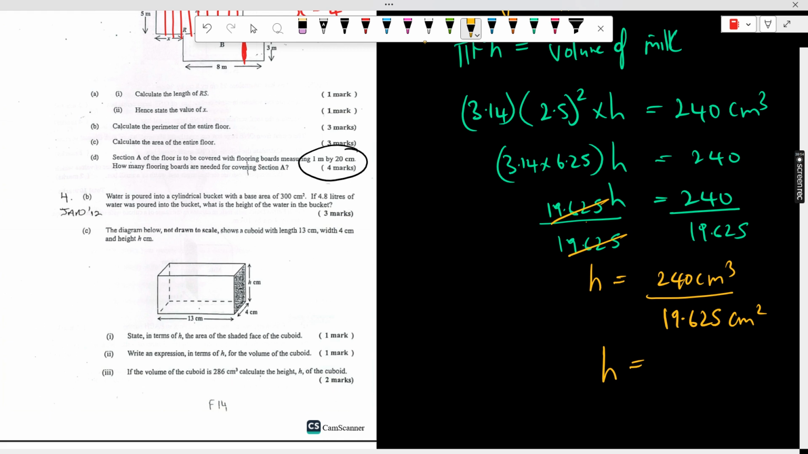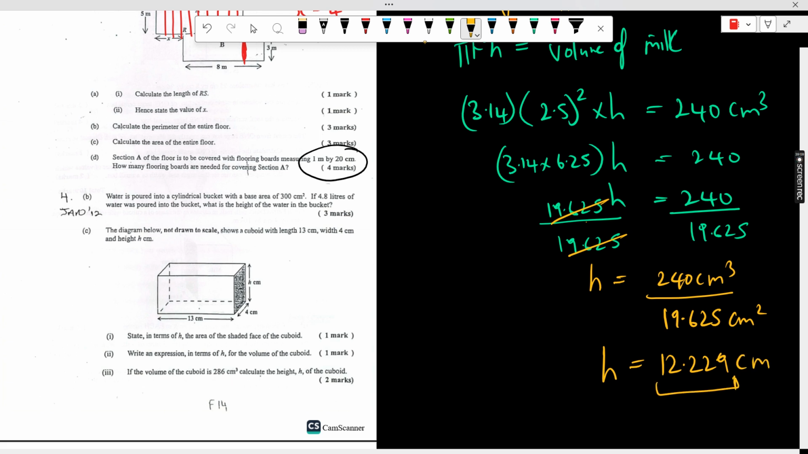Sir, are you hearing me, sir? Sir, are you hearing me? I'm hearing you now, yes. 12.229. All right, so let's work with this from here.